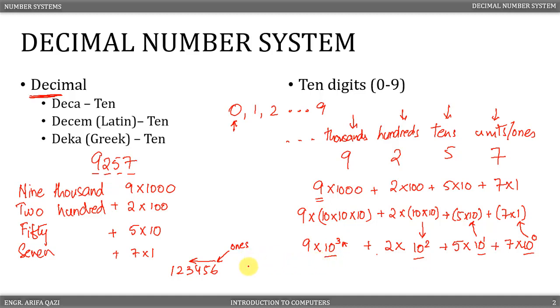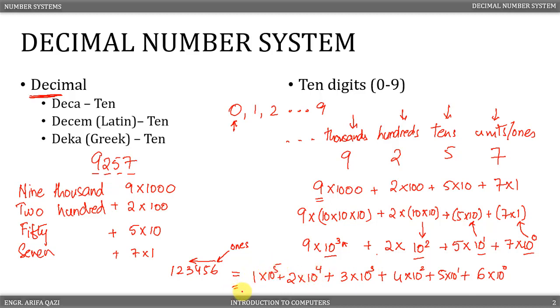So I can write this as 6 into 10 raised to 0 plus 5 into 10 raised to 1 plus 4 into 10 raised to 2 plus 3 into 10 raised to 3 plus 2 into 10 raised to 4 plus 1 into 10 raised to 5.